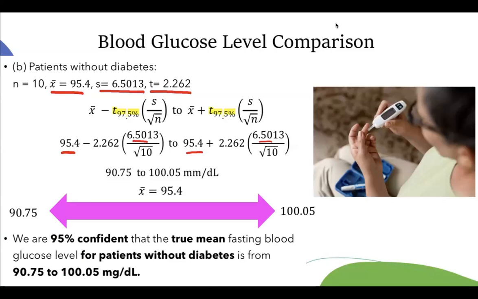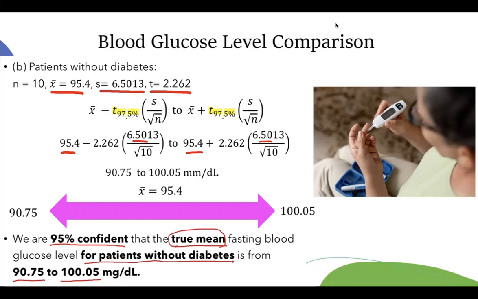To interpret this confidence interval is the same kind of interpretation, same level of confidence. We are 95% confident that the true mean fasting blood glucose level for patients now without diabetes is from 90.75 to 100.05. So the important part of the question that follows is: is it possible for both patients with and without diabetes to have the same population mean? The same mean that we're attempting to estimate here.